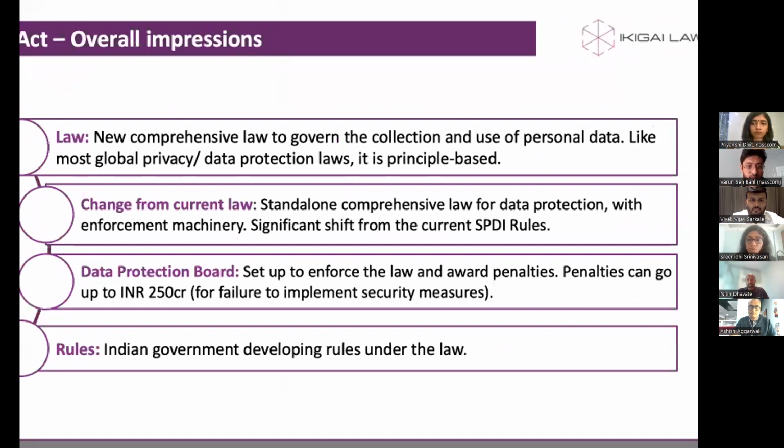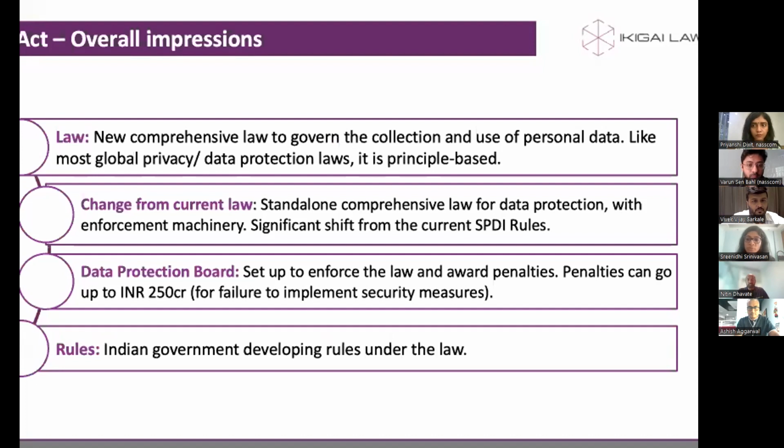Just some quick overall impressions. This is a comprehensive law which is looking to govern the collection and use of personal data. And like most global privacy and data protection laws, it is also principle-based, which means that it doesn't specify very hard yeses and nos or do's and don'ts. Rather, it sets out principles, and then it is up to the business to determine what that principle means for its particular use case and activity. It represents a significant shift from the current legal framework, which is just the IT Act and the SPDI rules, a set of rules under the IT Act which govern only sensitive personal data. Here, this is a comprehensive data law with a stringent enforcement machinery envisaged, so it represents a shift from that.